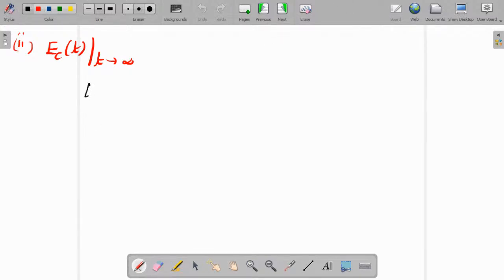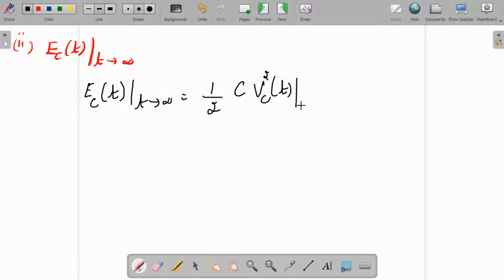So what is the formula for energy stored in the capacitor as t tends to infinity? It is nothing but half C V square, C Vc square of t at t tends to infinity, right? They have asked only for steady state. So it is half into capacitor value 1 farad into the voltage across the capacitor as t tends to infinity, which we saw in subdivision 1 is 5 volt. So it is going to be 5 square. So the answer will be 12.5 joules. Okay, I hope it is clear.